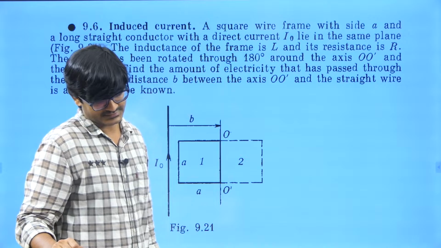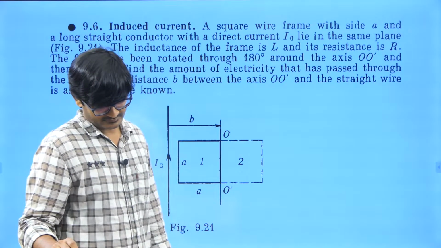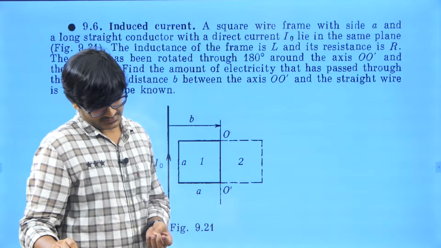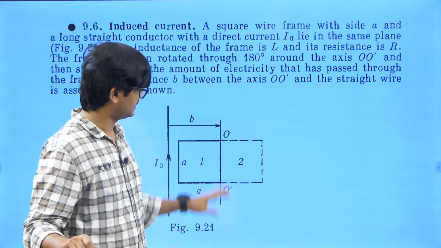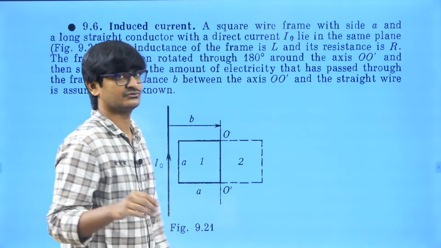Find the amount of electricity, find the amount of charge that has been passed. The distance B between the axis O dash and the straight wire is assumed to be known. So all the distances are given. You need to find by the time you rotate it from here to here how much charge would have flown.